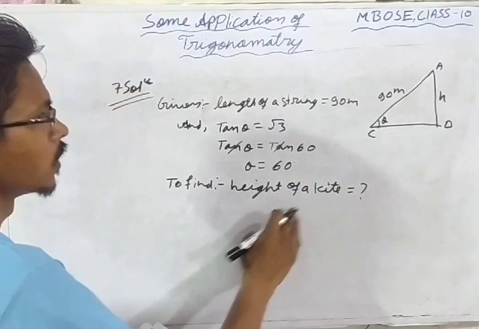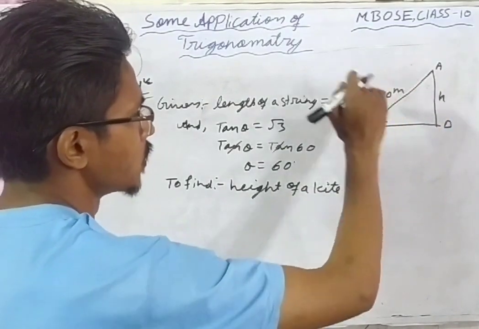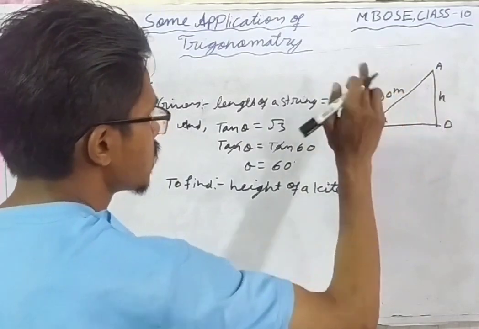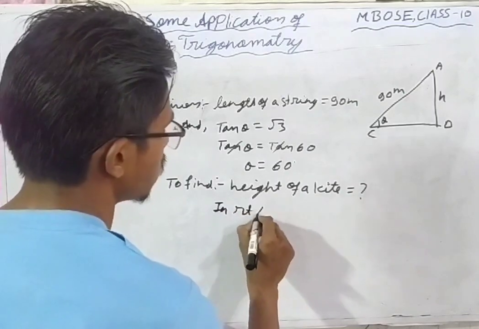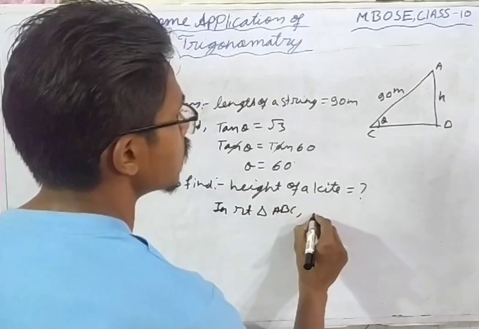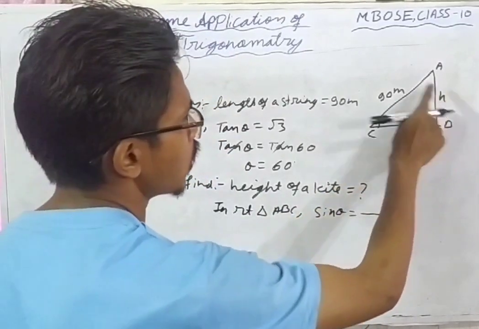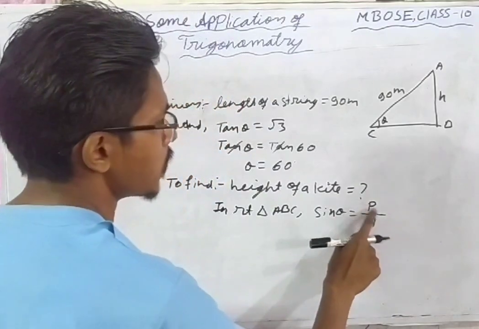Now here the perpendicular is what we have to find, and the hypotenuse is already given. Perpendicular by hypotenuse is sine theta. So here we can write, in right triangle ABC, sine theta is equal to perpendicular by hypotenuse.